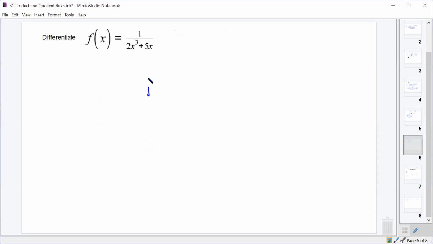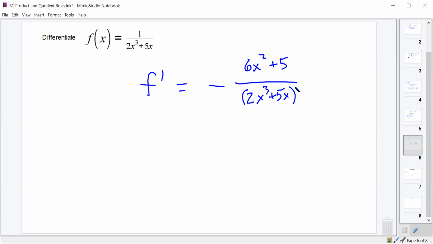So using the reciprocal rule, what's f prime? Should be negative g prime, which is 6x squared plus 5, over that denominator squared. Everybody good?